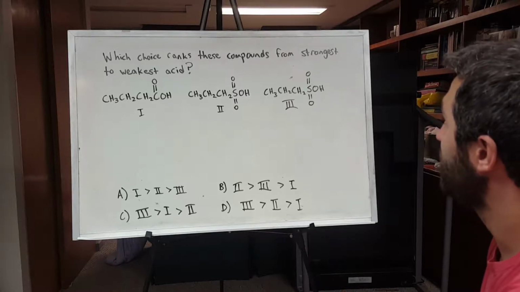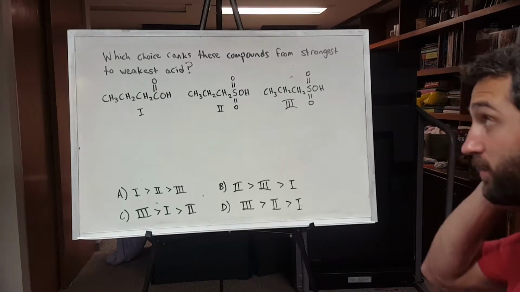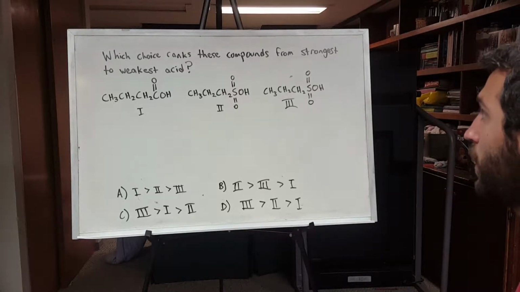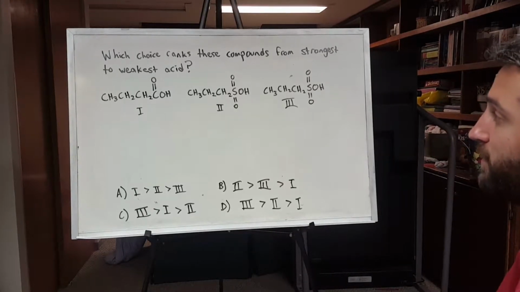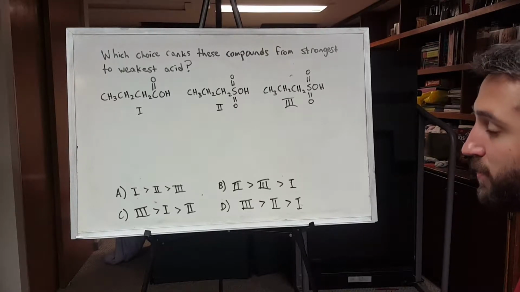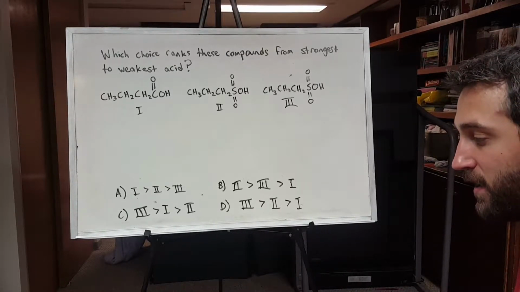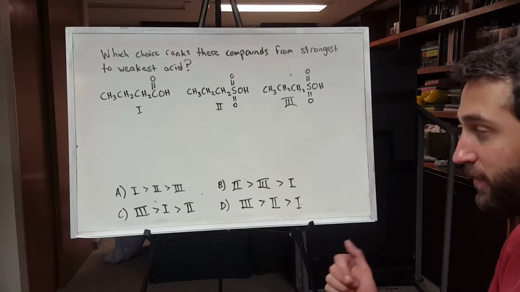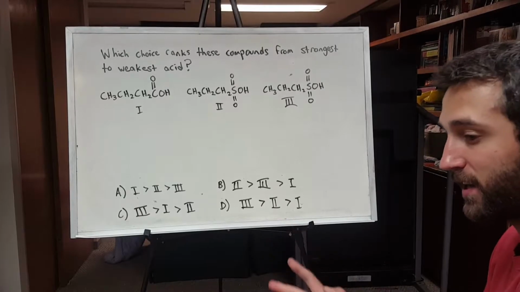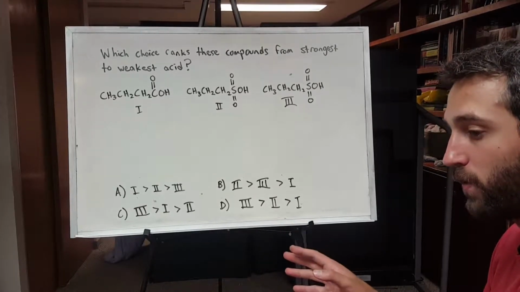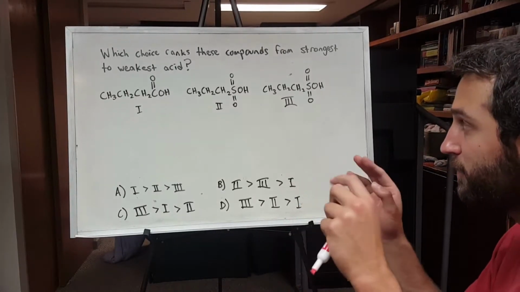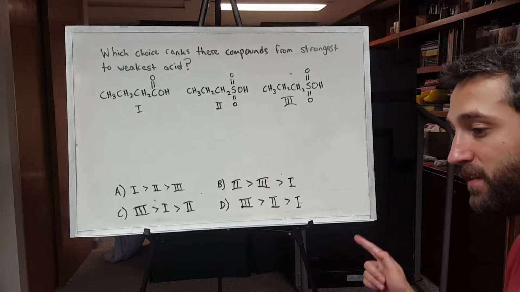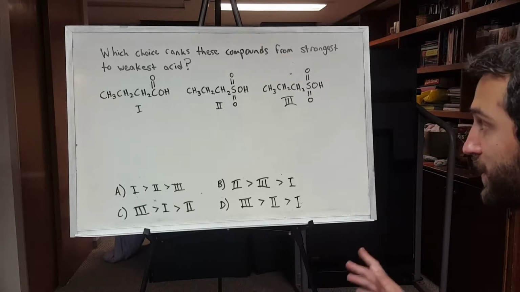Which choice ranks these compounds from strongest to weakest acid? We determine the strength of an acid by the stability of its conjugate base, right? The more stable its conjugate base is, the less likely that conjugate base is to pick up a proton and shift the equilibrium back over to the side of the acid. So when we put the protonated form of the acid in the compound, it will shift over to the side of the conjugate base, lose its proton, because that conjugate base is stable.